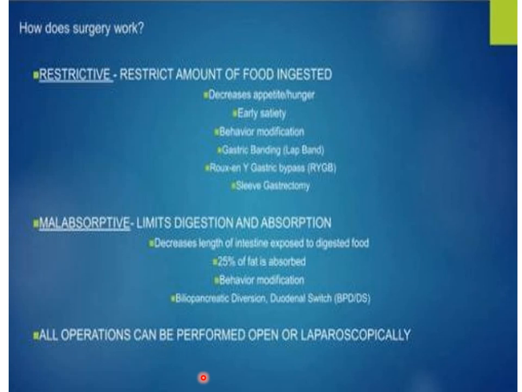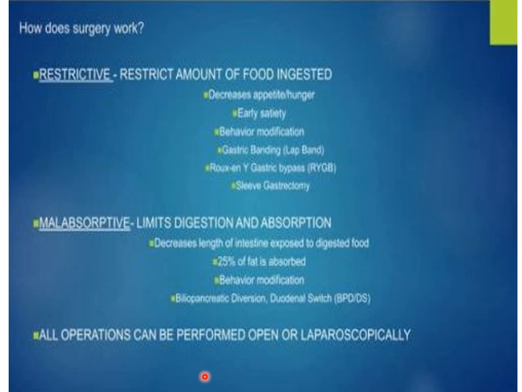Or Roux-en-Y gastric bypass. This is the most common type of bariatric surgery done for patients who have morbid obesity. And also sleeve gastrectomy is one of the commonest types of surgery done for these patients. Malabsorptive limits digestion and absorption.